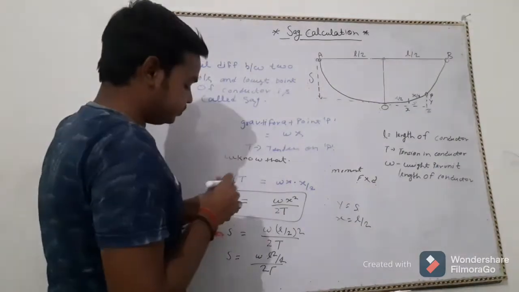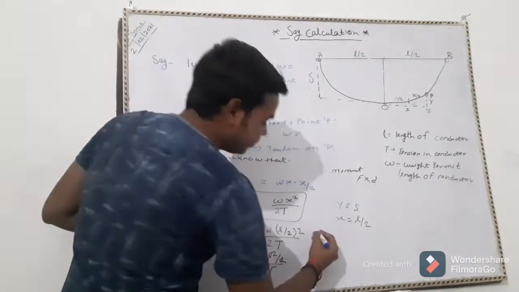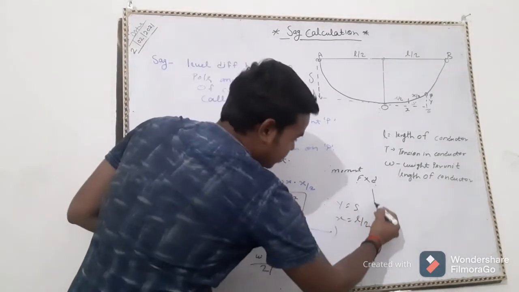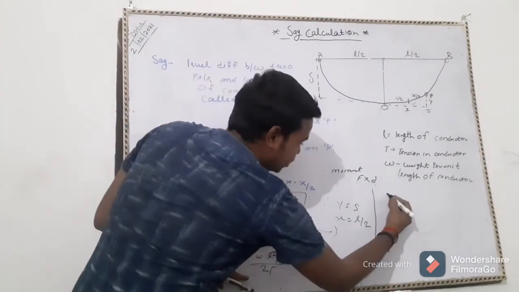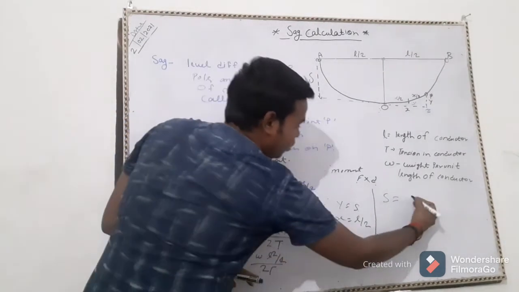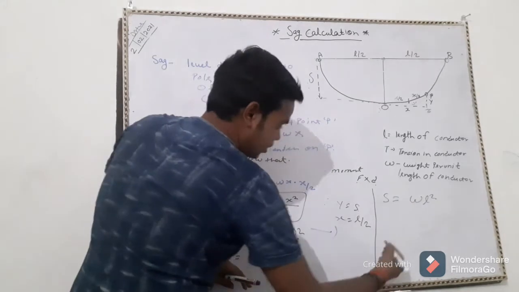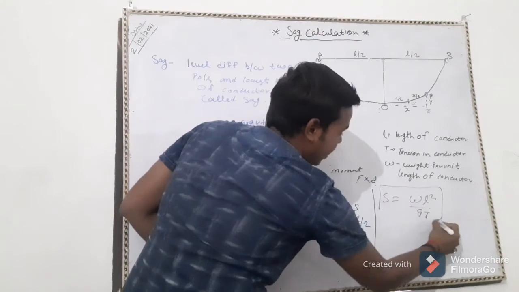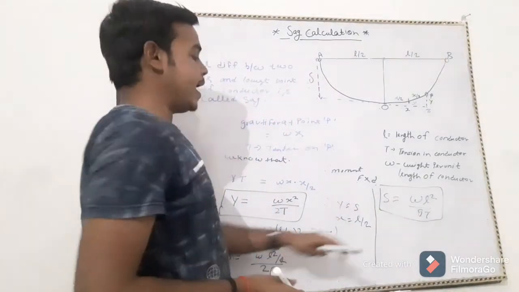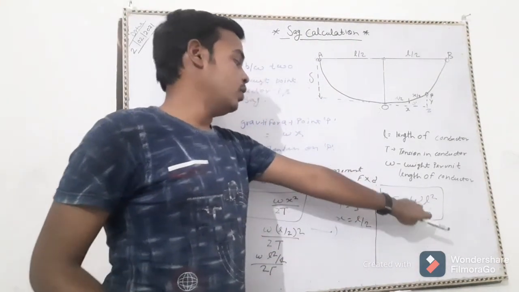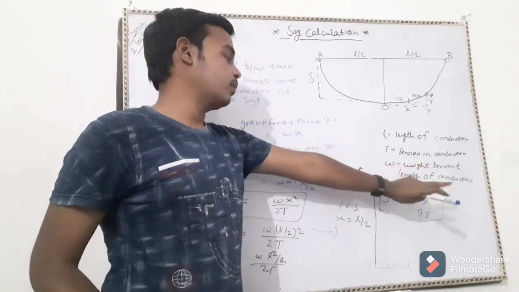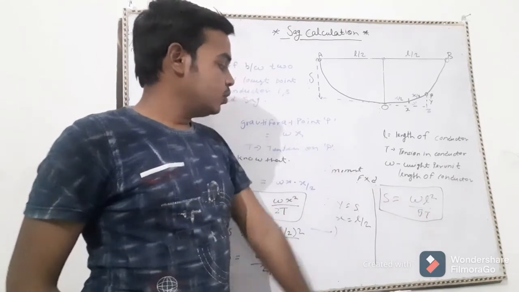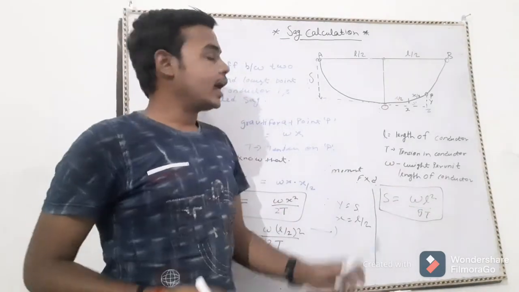Now we will write here. You can see here S is equal to W L square upon 8T. This is the final equation of sag. Here S is equal to W L square upon 8T. W is the weight per unit length of conductor, and L is length of conductor, and T is tension. So this was all about calculation of sag.